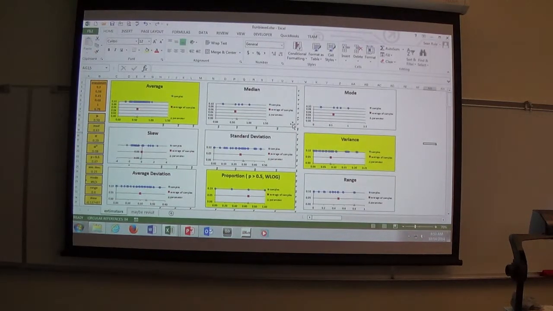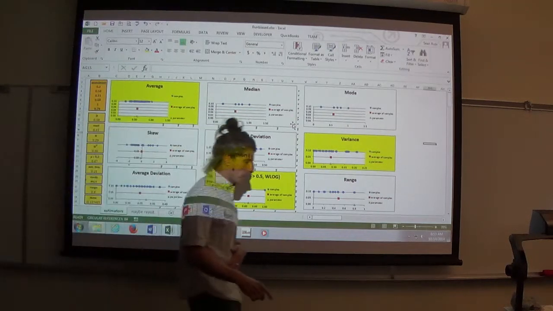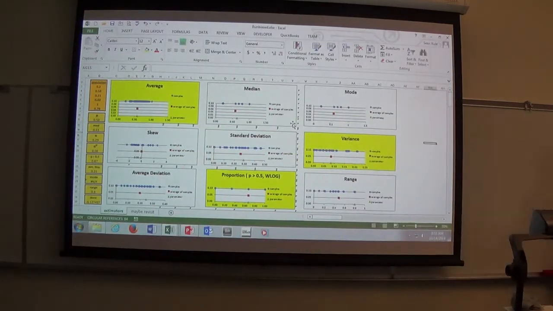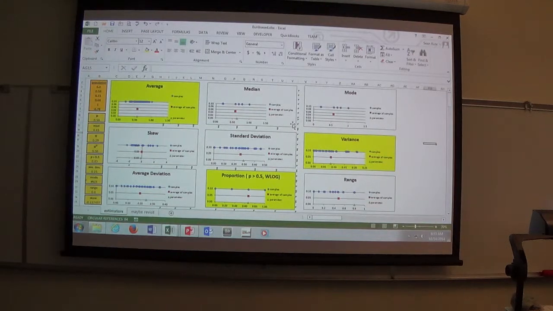Okay? It's a lot to look at. We're almost done too, I apologize. We're almost done. I colored 3 of them yellow: the average, the variance, and the proportion. I'm going to press F9 a few times. I want you to tell me why I colored those 3 things yellow.